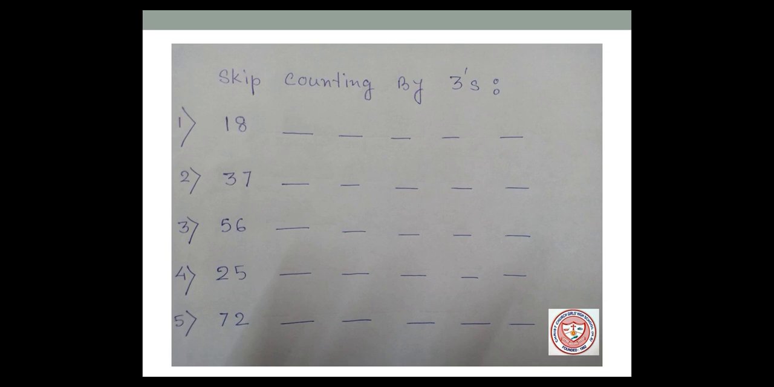Skip counting by 3's. 18. Write the next 5 numbers that come after 18 by skip counting 3. 37. Write the next 5 numbers that come after 37 by skip counting 3. 56. Write the next 3 numbers that come after 56 by skip counting 3. 25. Write the next 3 numbers that come after 25 by skip counting 3. 72. Write the next 5 numbers that come after 72 by skip counting 3.